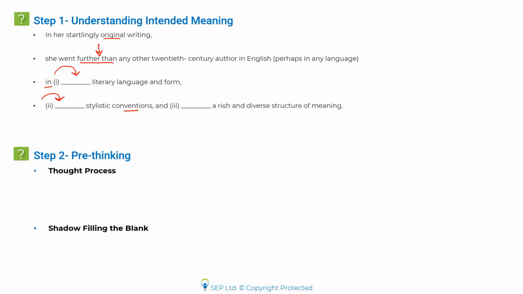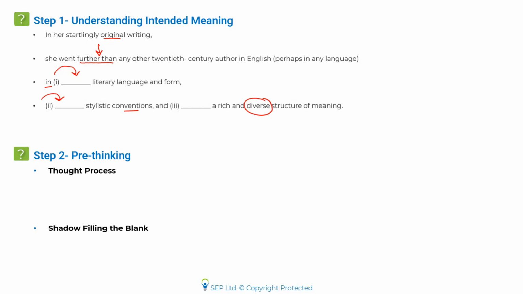And dash a rich and diverse structure of meaning. All right, so here we have the third element of the list. And clearly, when you say diverse, it means that her writing was a lot different from every other author of her era. So, if we sum up the thought process, that's step two. Step one was breaking the sentence and reading it to get the overall meaning of the sentence, making note of all those adjectives and all the twists and turns.